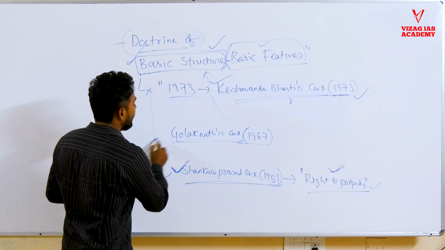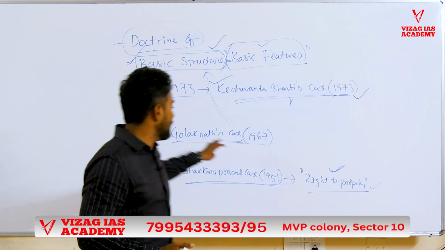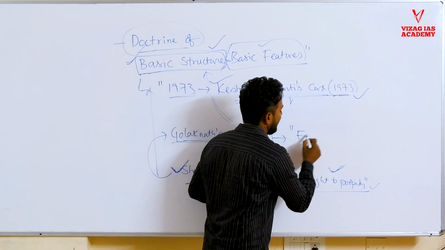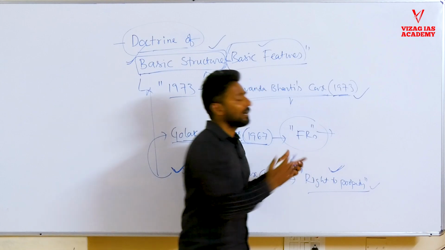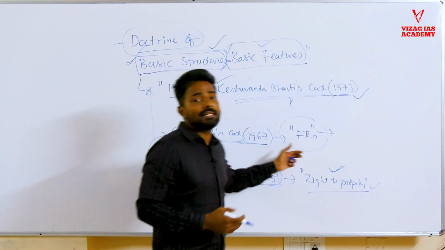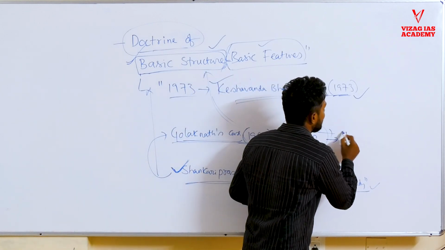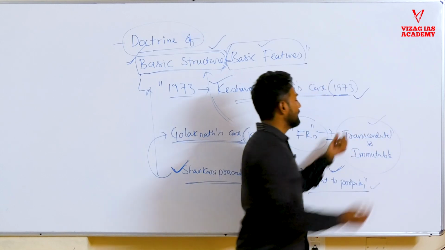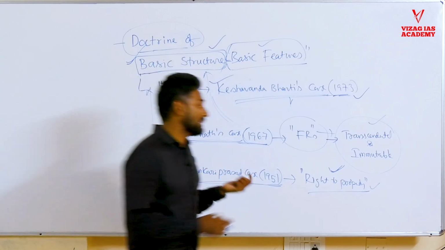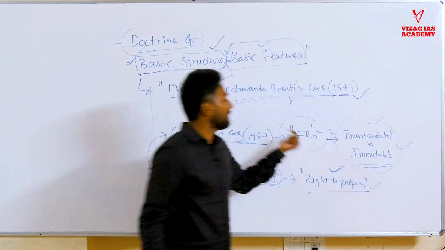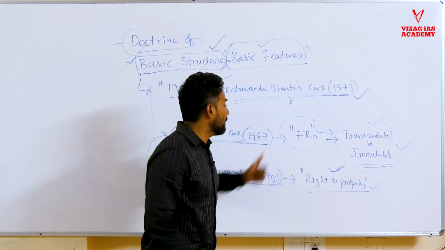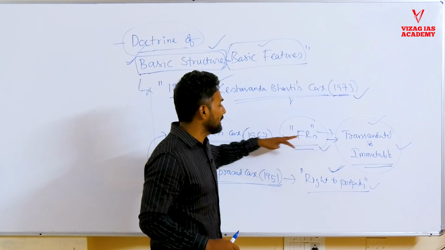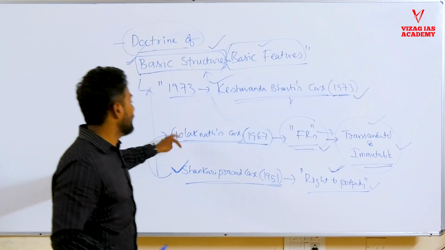But in Golaknath's case, the Supreme Court entirely reversed its original judgment and said the parliament cannot amend fundamental rights. Under no circumstances can parliament amend them, because fundamental rights are so sacrosanct, transcendental and immutable in nature. They are sacred, so they cannot be touched. You can amend other parts if you want, but the parliament cannot amend fundamental rights. That was the judgment given in Golaknath's case.